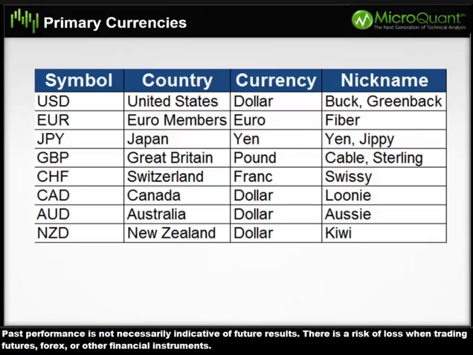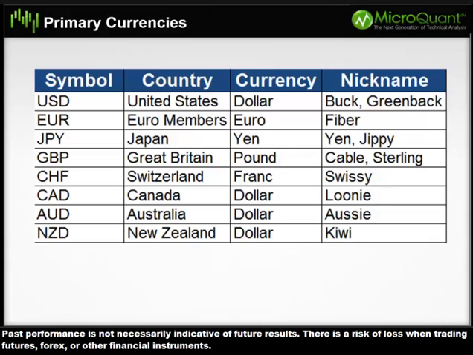So the USD is for the United States, and that is the dollar. Common nicknames, these are something that you want to become familiar with if you're going to be participating in this market. The buck and the greenback for the dollar. The euro, that is the EUR. Nickname for that is a fiber, or a lot of times it's simply just called the euro. The JPY is for Japan, that is the yen. Most of the time people just reference it as the yen.